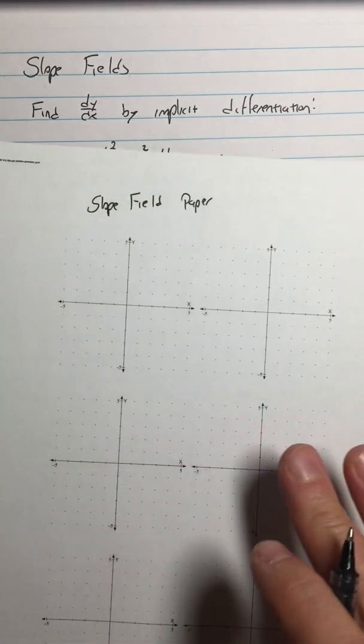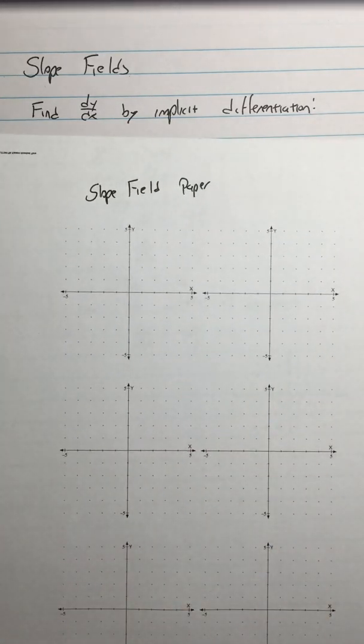All right, but hopefully you'll be able to print this because it makes it a little easier, but I recognize not everybody will be able to. All right, so here we go. We're going to do slope field paper.